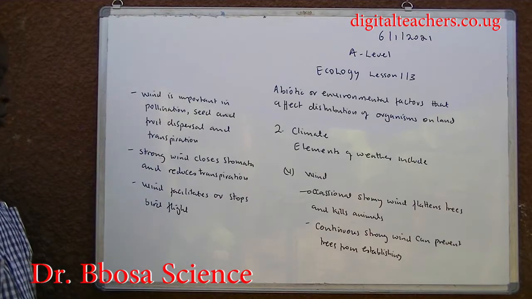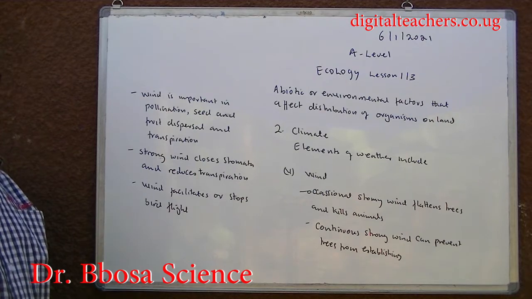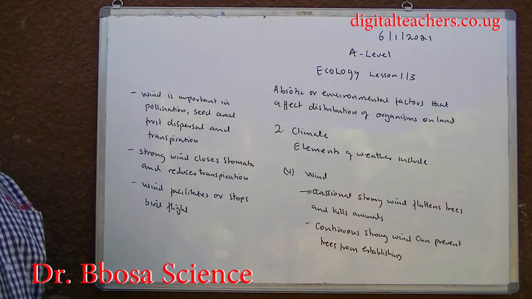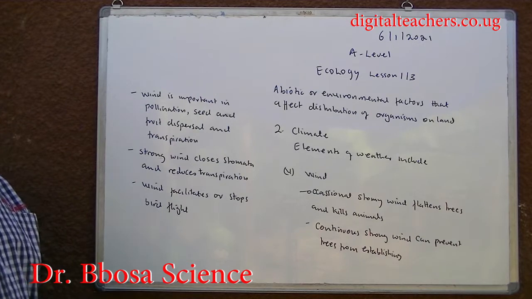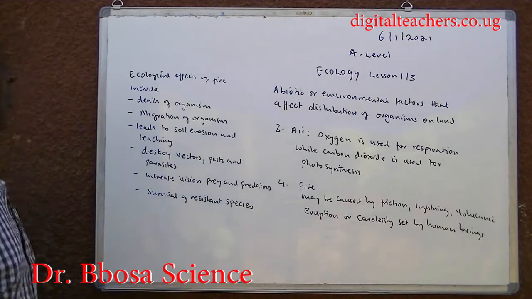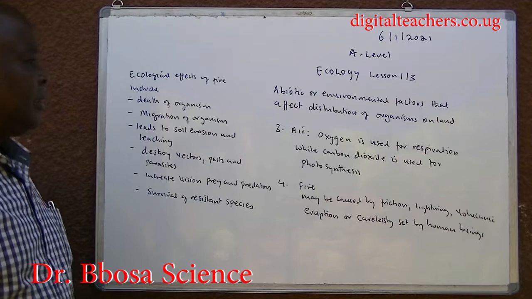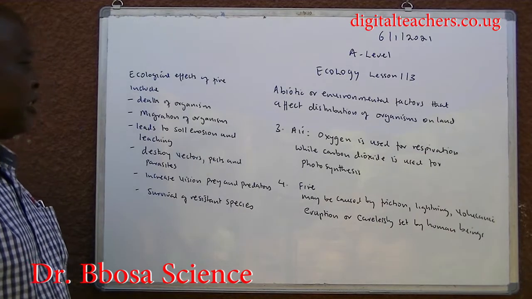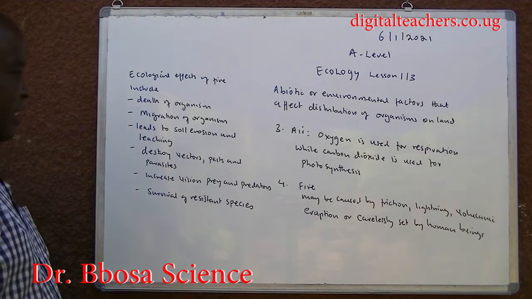Wind facilitates or stops flight. If the bird is flying in the direction of wind, energy for flight is reduced. When birds or insects are flying against the direction of wind, then they need a lot of energy, or they may not fly at all. Factor 3 is air. Oxygen is used for respiration, while carbon dioxide is used for photosynthesis.